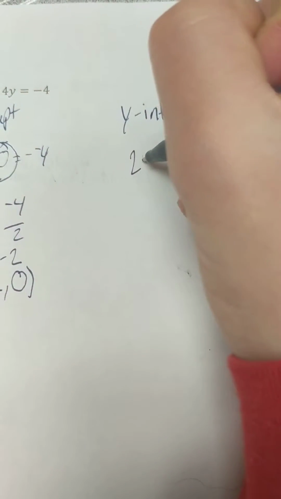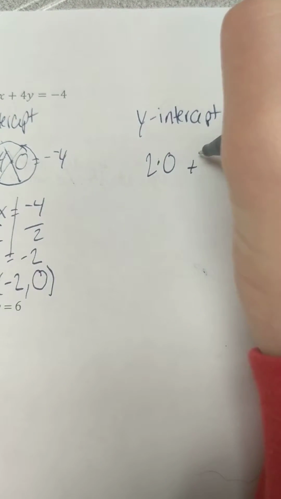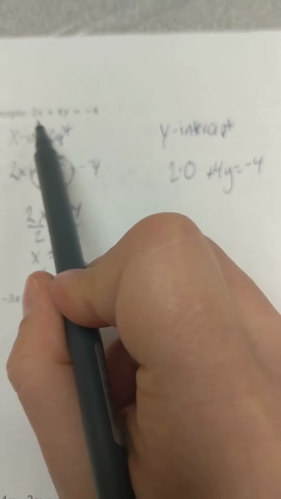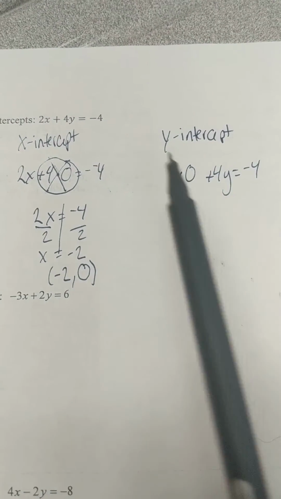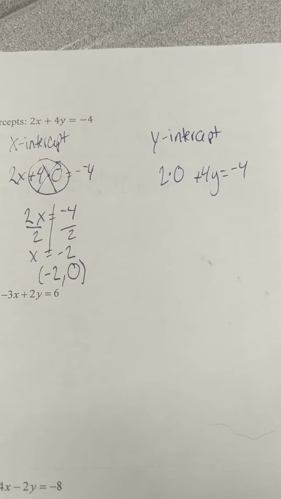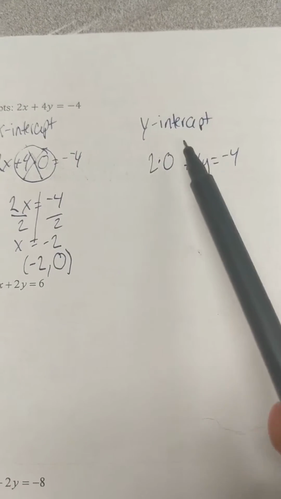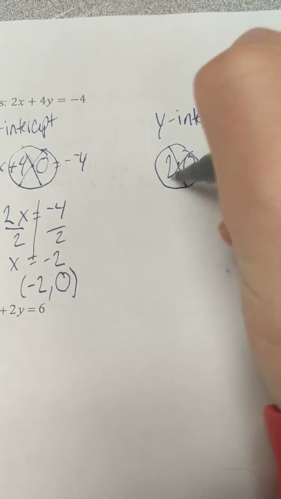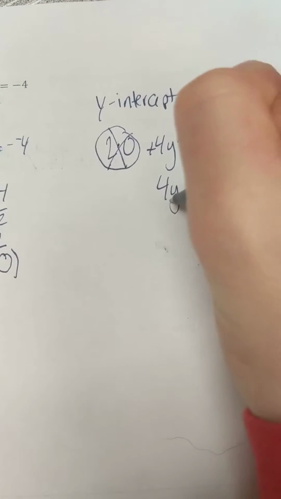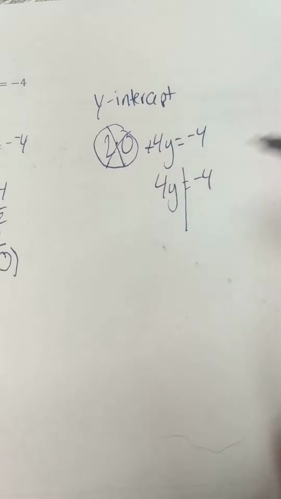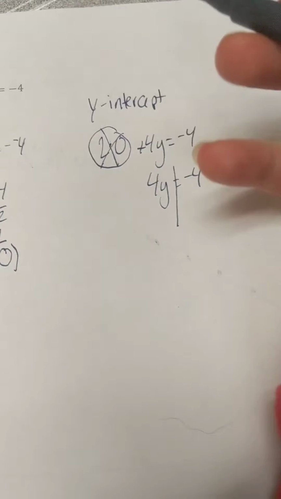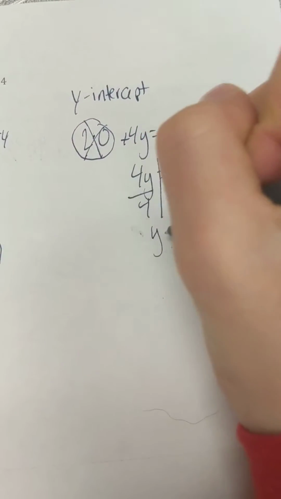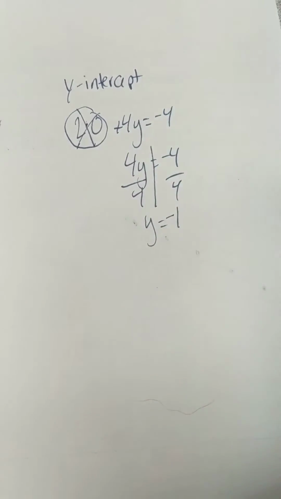So I have 2 times 0 plus 4y equals negative 4, because that was my equation. 2 times the x value, which I'm plugging in 0, plus 4 times y equals negative 4. Same thing as before. This 2 times 0 is 0. Leaves me with just 4y equals negative 4. Once again, I have a nice one-step equation. I just need to divide by 4. Gives me y equals negative 4 divided by 4 is negative 1.